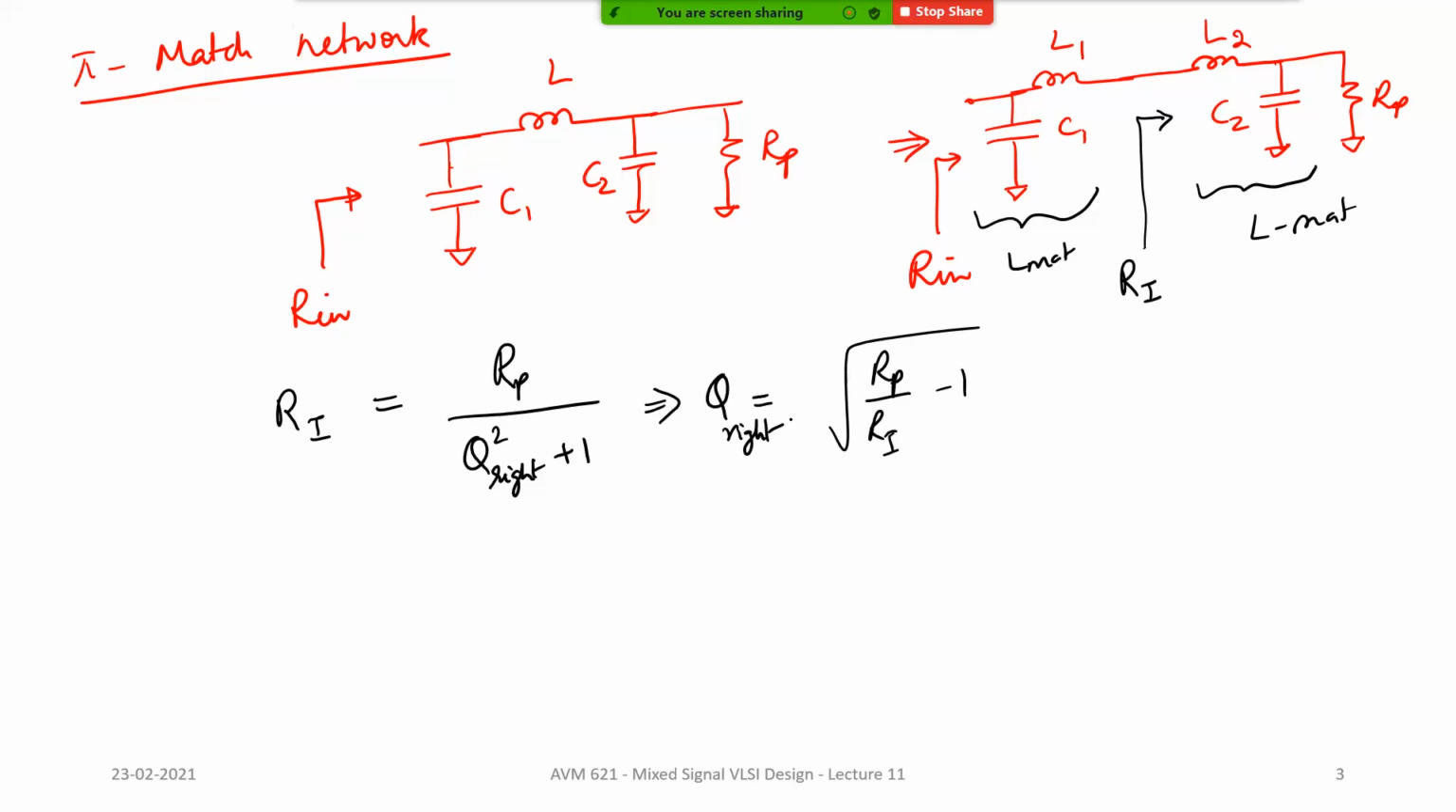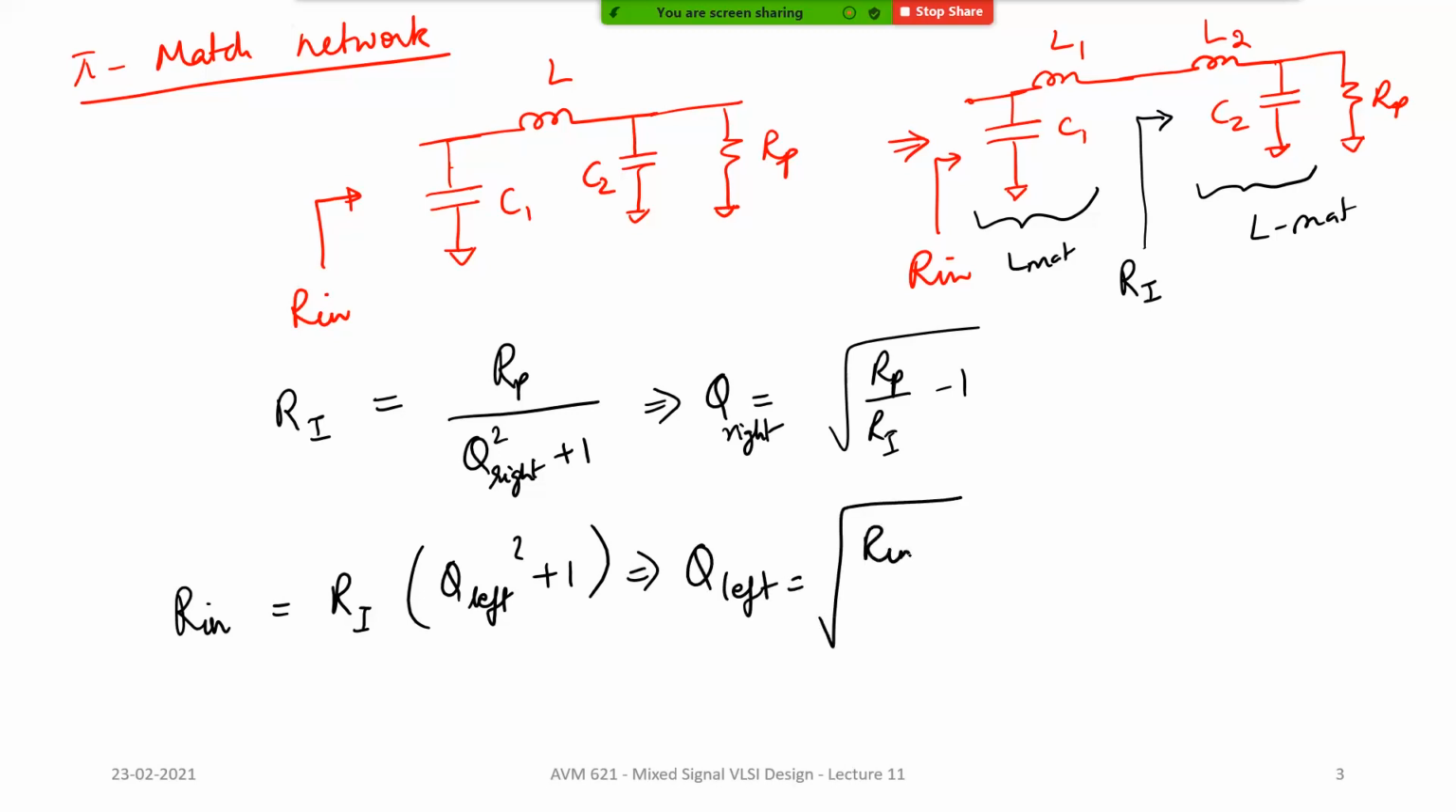Now, how about the left-hand side L match network? What is the relationship between, let's say, Rn and Ri? Rn is equal to Ri into Q left squared plus 1. It will be higher, right? So Rn is going to be higher than Ri by a factor of Q left squared plus 1. This means that Q left can be written as the root of Rn divided by Ri minus 1. So far so good.